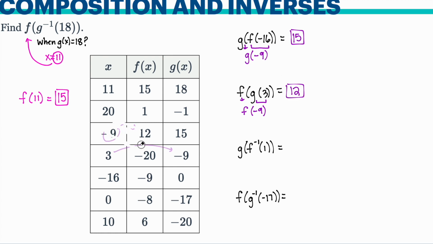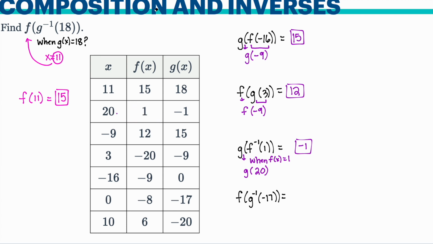Next, this is where I'm now doing the inverse. So I want to know, in this case, when does f equal 1? So now I see where f equaled 1, so I got to work in reverse order, and that answer was 20. So now from that, I can now find g. So now I'm at 20, so now I'm going to say, okay, what is g at 20? And it is negative 1.